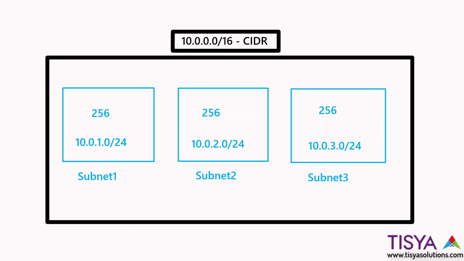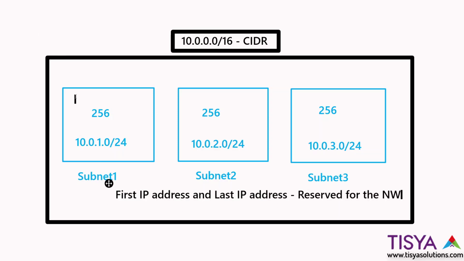Number 2, for every subnet that is created, the first IP address and the last IP address are reserved for the network itself. For example, in the case of subnet 1, 10.0.1.0 and 10.0.1.255 cannot be assigned to any computer in that network. These are used by networking internally for various purposes. So you actually get only 254 IP addresses to work with for your computers in these subnets.